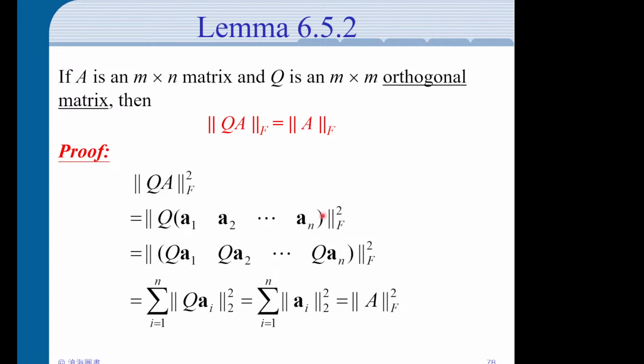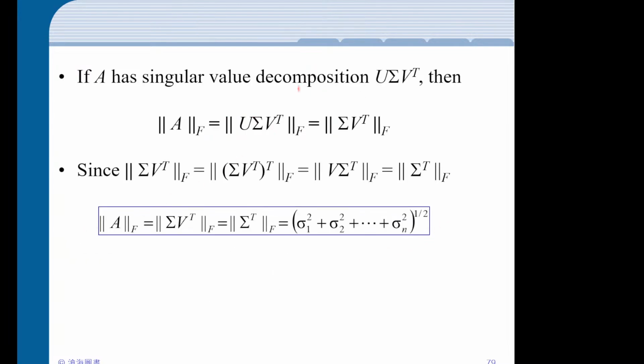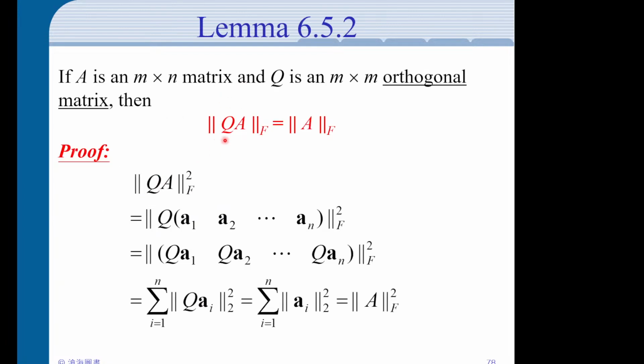That's just because you think about the Frobenius norm squared as the norm squared of every column, and every column gets multiplied by this orthogonal matrix, and its length doesn't change, so the Frobenius norm doesn't change. So this is a nice matrix norm. It doesn't get changed by an orthogonal matrix, and you can also show that if you multiply an orthogonal matrix on the front, it doesn't change, and if you multiply an orthogonal matrix on the back, it also doesn't change.